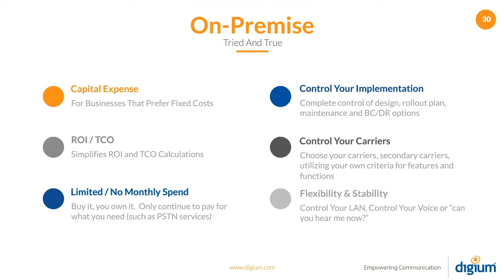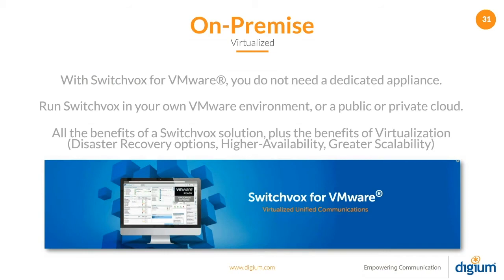And speaking of which, Switchvox for VMware, you do not need our dedicated appliance. You can run Switchvox in your own environment. Of course, you can also do this in a public or private cloud, which is becoming much more popular, having a data center somewhere else hosting your applications and just using a private or public connection between the two sites. And really, the benefit of the virtualized Switchvox is that you have the benefits of Switchvox layered on top of the benefits of virtualization.